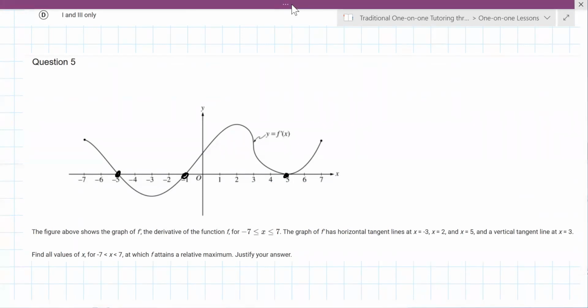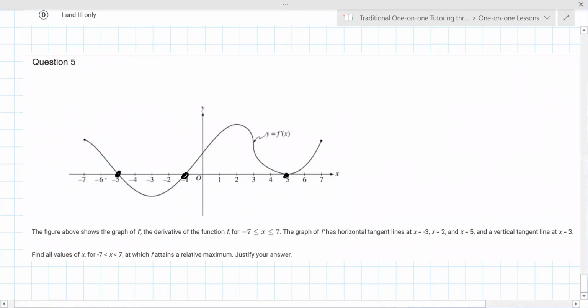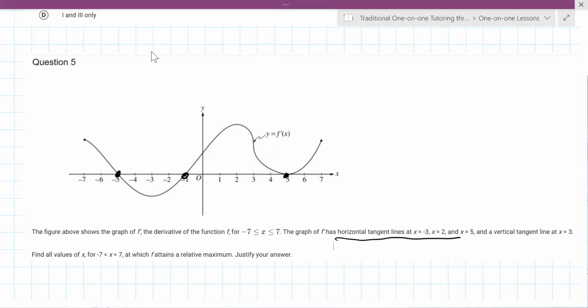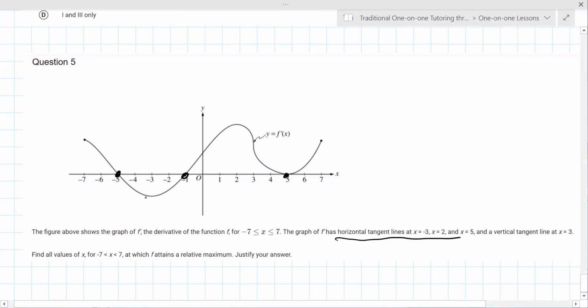Let's see what it's asking for. They're telling you the horizontal tangents. We just found those. Oh, okay, I'm sorry, the horizontal tangents. So that's helpful for the second derivative, the horizontal tangents. So they're saying there's one there, and one there. Okay. There's also a vertical tangent there.